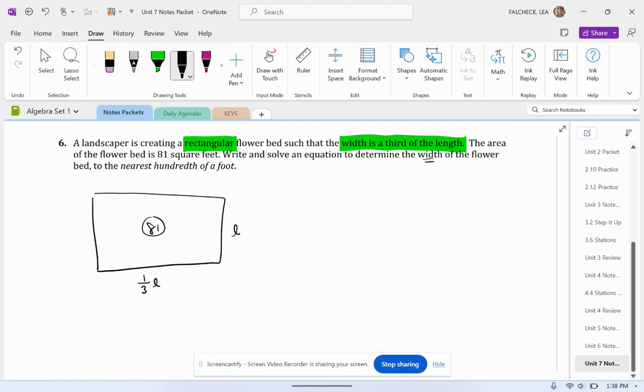So I just have to find the width. So I just have to kind of solve for W. Once I end up getting an answer, I'm going to sub it into W equals 1/3 L. All right, so I got area equals length times width. The area is 81. The length is L. The width is 1/3 L. I would get 81 is equal to 1/3 L squared.